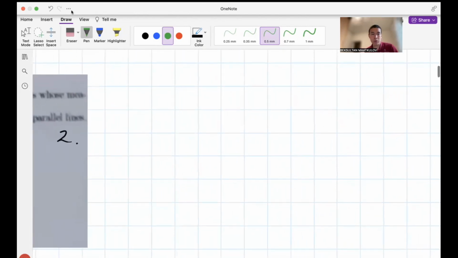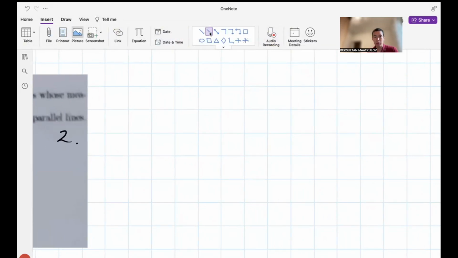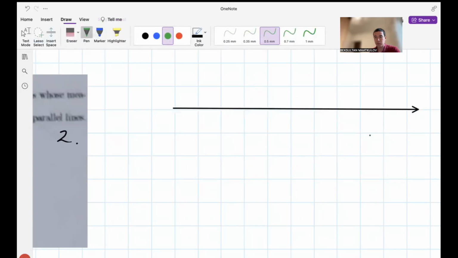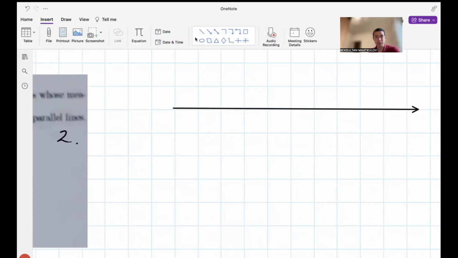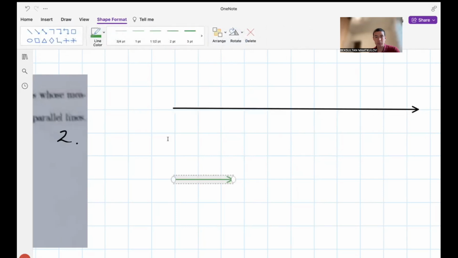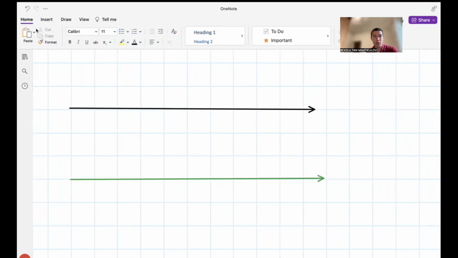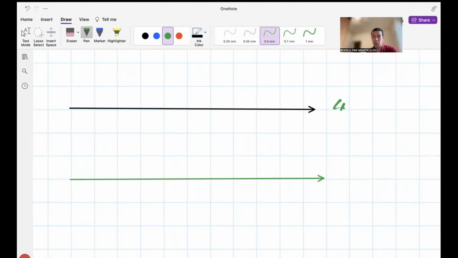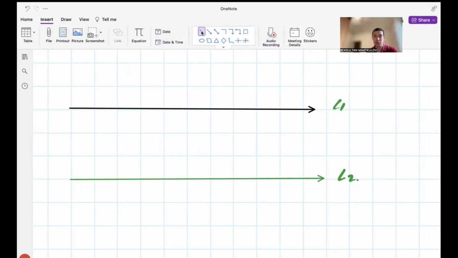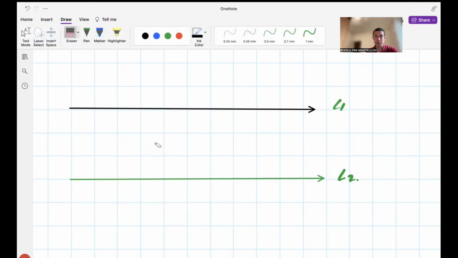Okay, let's imagine that we have two parallel lines. Let me insert them. This is our first one. This is our second one. Let me write it down here, that this is our L1, L2. And we know that there is a third line that intersects them both. Let me write it with another color.